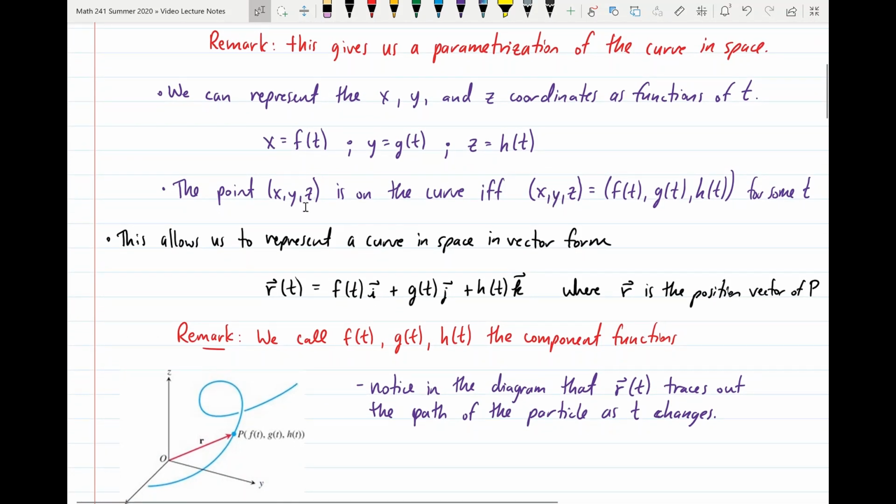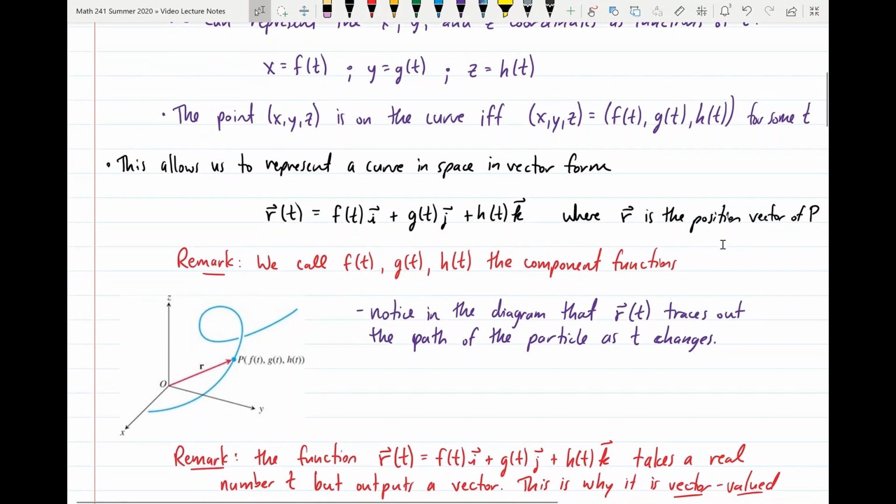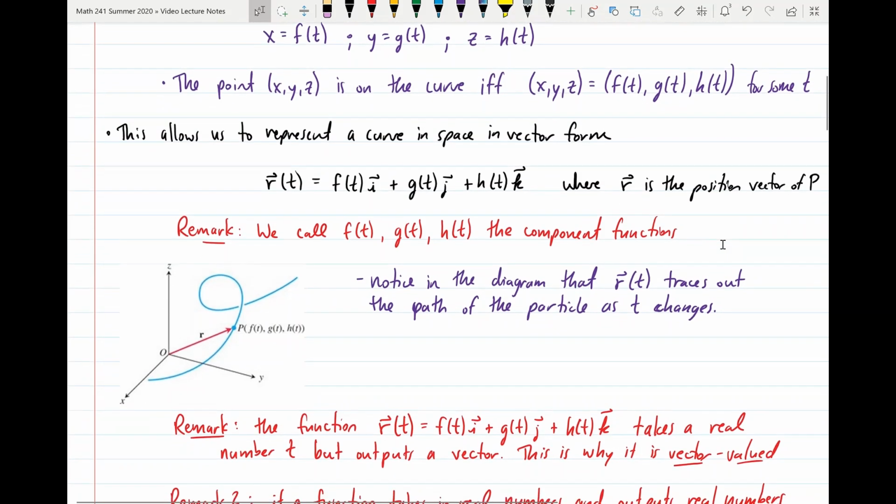So the point (x, y, z) is on the curve if and only if (x, y, z) is equal to the ordered triplet (f of t, g of t, h of t) for some t. So for (x, y, z) to be on the curve, we have to be able to find some time such that when we plug the time into our functions, f of t, g of t, and h of t, out pop the components of our point. But this allows us to represent a curve in space in vector form.